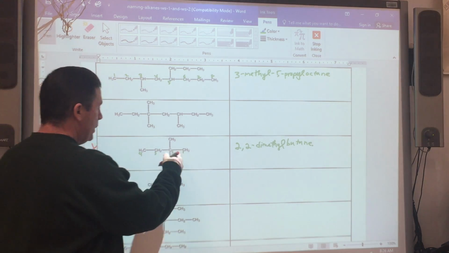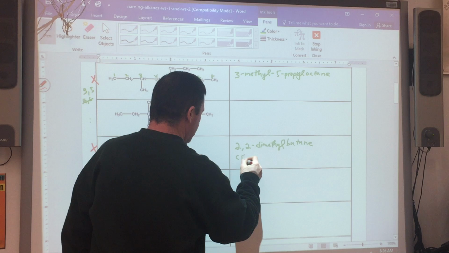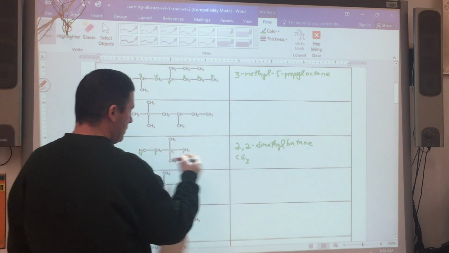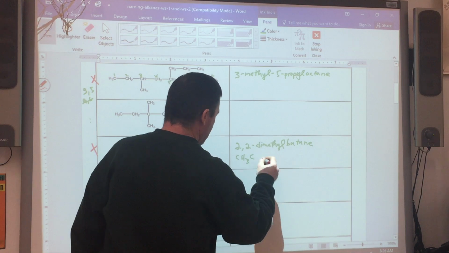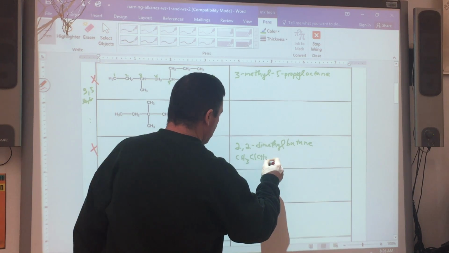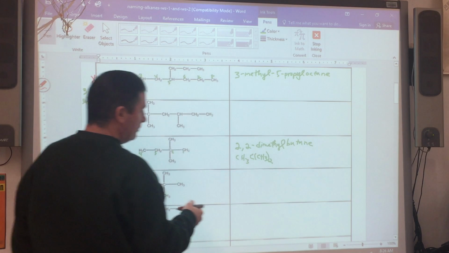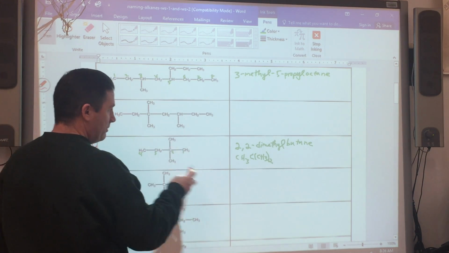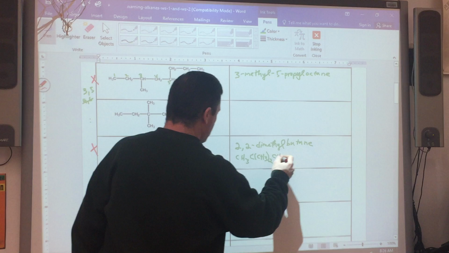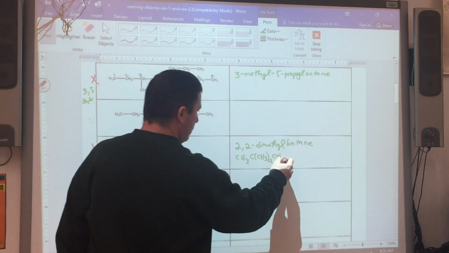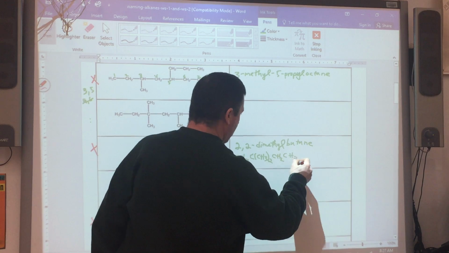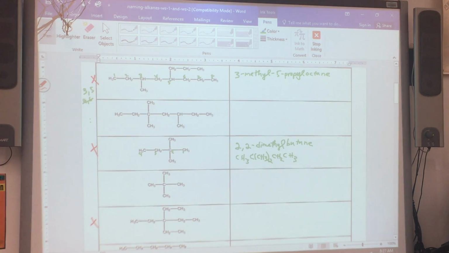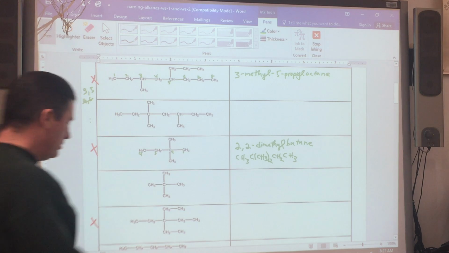Okay? We can do the condensed formula for this one pretty easily. CH3, C, CH3 twice. I've got 2 of them. Then I go to CH2, and then finally CH3. There's your condensed formula for it. All right?